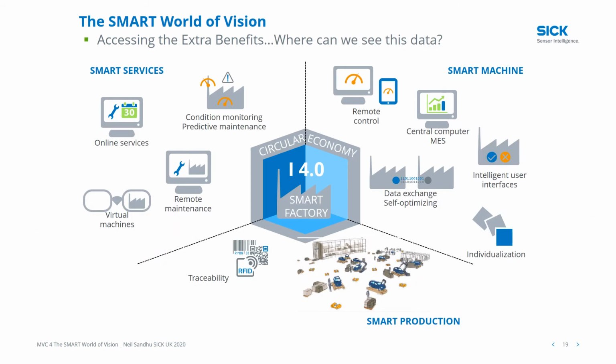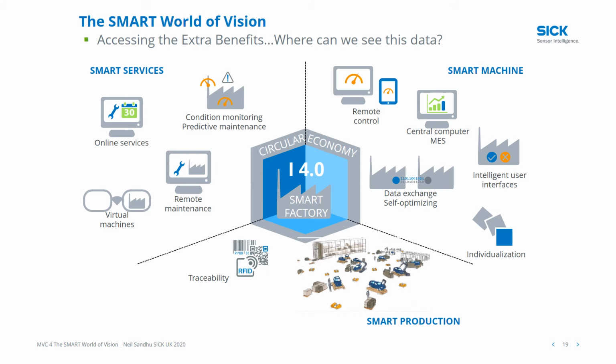So we've talked about data, we've talked about robotics and vision. So what do we mean in terms of accessing these extra benefits, this extra value in this data? What do we mean, and where can we see it? Well, we've all probably heard the term Industry 4.0, and it's probably been around a while now. But what we're talking about is typically a smarter type of production environment, and looking at how we can be more traceable and monitor what's going on in production processes, for example.